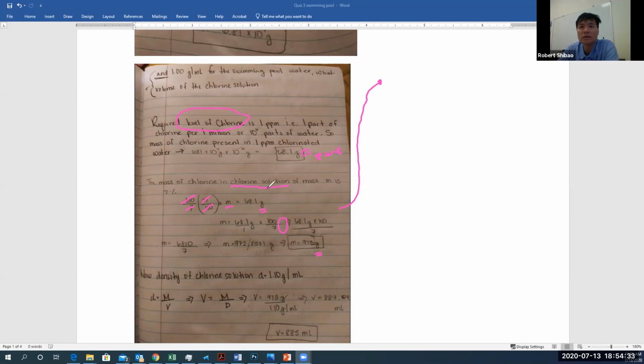And I see that you like to set things up algebraically, but we're going to try to get away from algebraic and go to dimensional analysis. 68.1 grams of pure chlorine. Okay, then we know that for every 7 grams of pure chlorine, we're going to need 100 grams of this chlorine mixture. And so we'll call it the chlorine solution. Okay, so we don't need an algebraic equation.